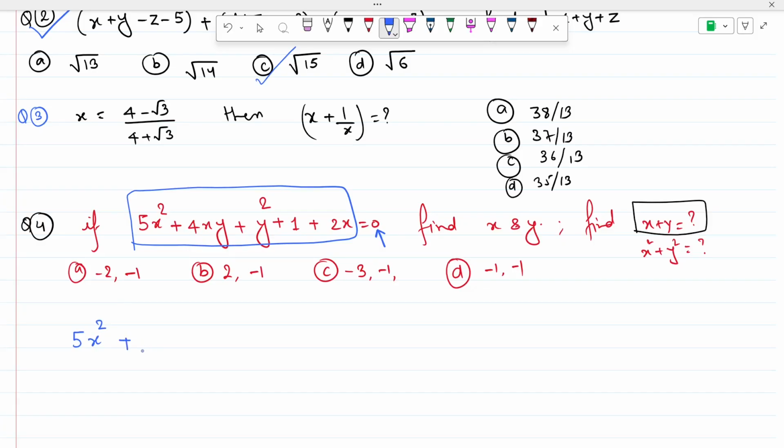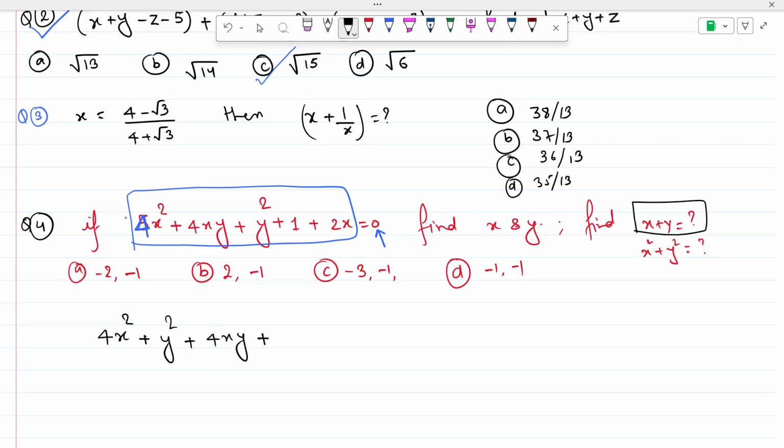So the first one is 5x squared plus... I think this 5x squared should not be here. It should be 4x squared, then it will be one perfect square. Yeah, 4 would make sense, because it would just be 2x plus y, whole squared. 4x squared, then y squared, and then plus 4xy.